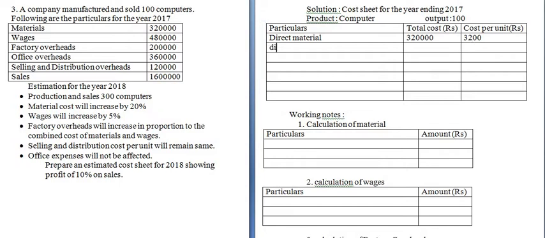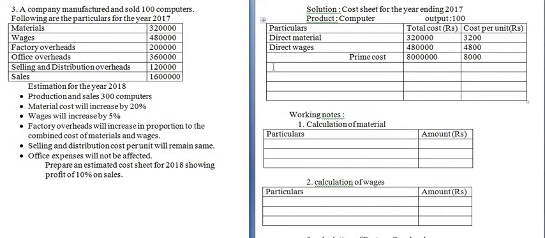Next comes direct wages. Direct wages amount is 4,80,000. Again the same thing, 4,80,000 divided by 100 computers because output is 100. So that is 4,800. Now go through the problem. If they have given direct expenses, but in this problem they haven't given direct expenses. So total of this will be called as what? Prime cost. Now make a total. So this will be 8 lakhs, and this will be 8,000.